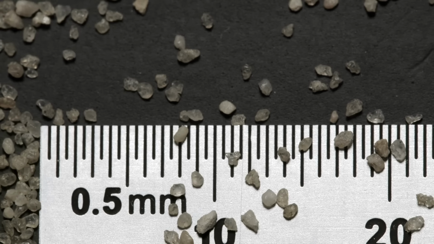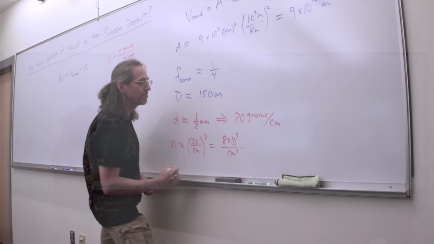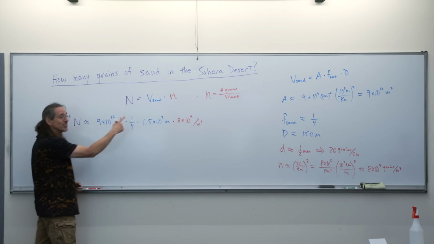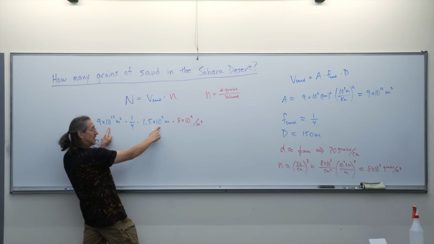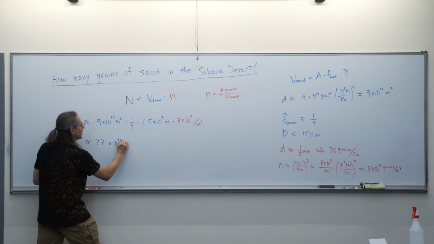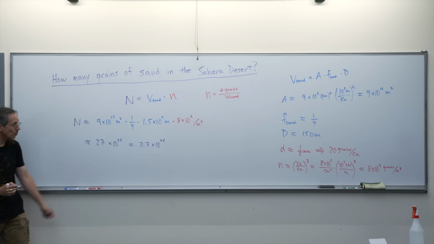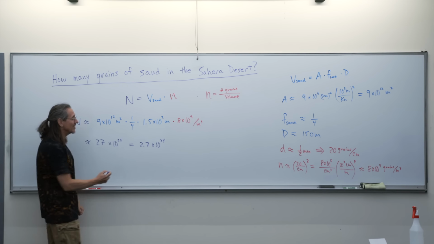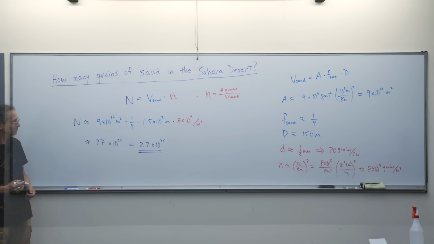We find that a grain of sand is approximately half a millimeter, so that's 8 times 10 to the 3 grains per cubic centimeter. When we multiply that out, we get 8 times a quarter, that's 8 over 4 is 2, 2 times 1.5 is 3, 3 times 9 is 27, and then 10 to the 12 times 10 to the 2 is 10 to the 14, times 10 to the 9 is 10 to the 23, and this is 2.7 times 10 to the 24 grains of sand, or 2.7 septillion grains of sand in the Sahara Desert. Wow, that's a lot of sand.